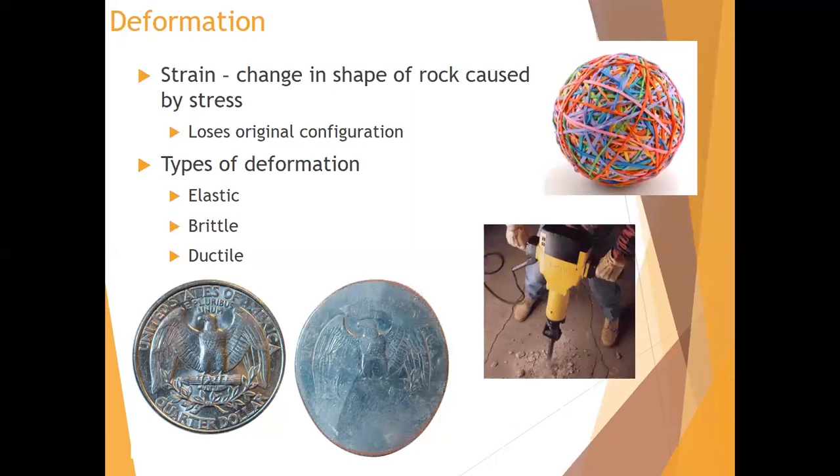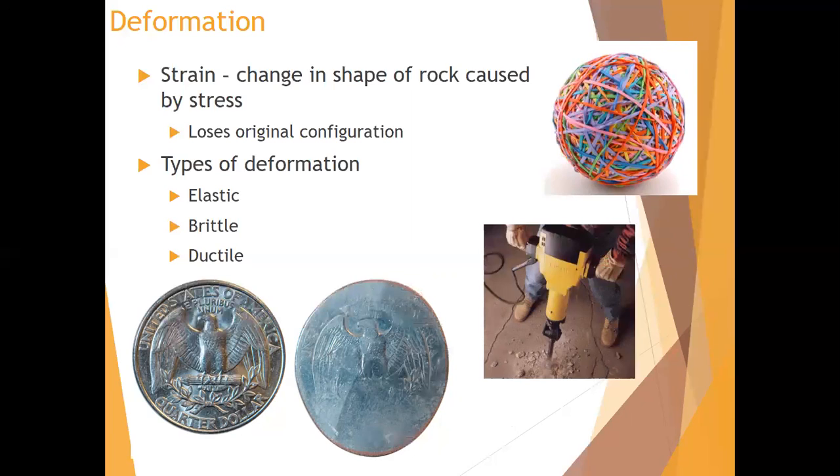Brittle. That's what the jackhammer picture is there for, or smashing something with a hammer. The rock has surpassed its elastic limit. It's going to have to bend or break. It's going to create smaller pieces of the original rock. It will break some chemical bonds as this happens.